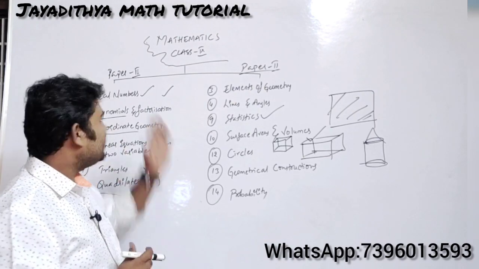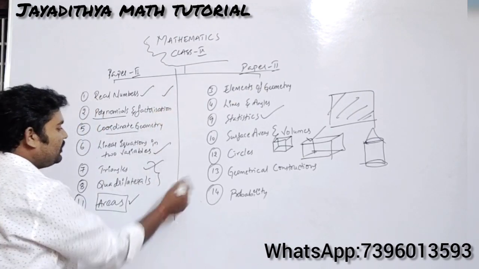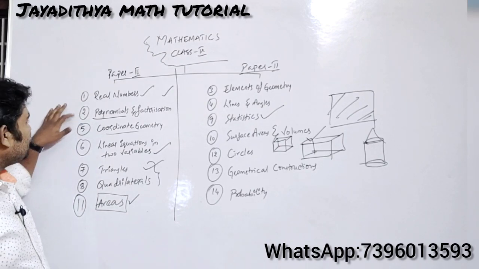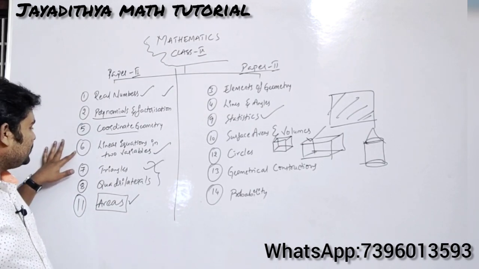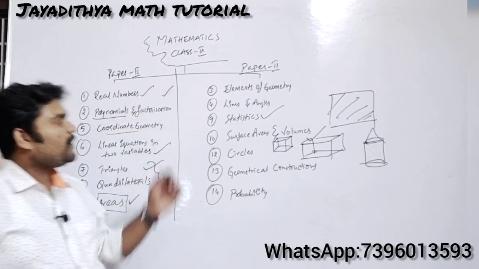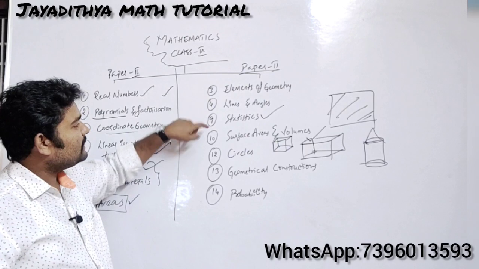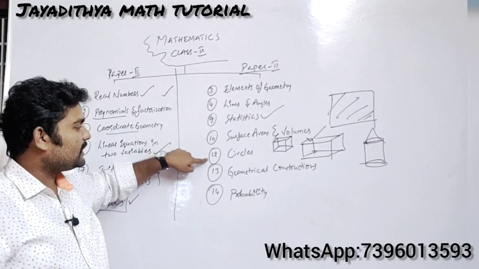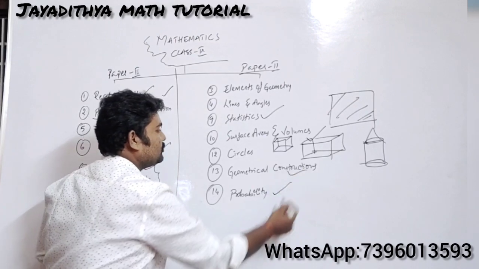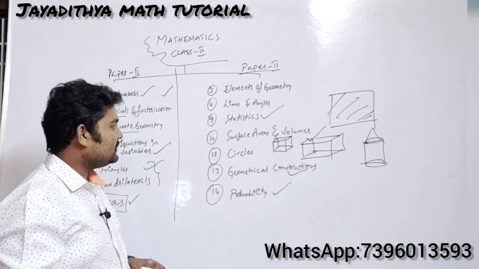You have 14 chapters. In this, what I have written on the left side comes under paper 1. What are those chapters? That is real numbers, polynomials and factorization, coordinate geometry, linear equations in 2 variables, triangles, quadrilaterals and areas. And in paper 2 you have elements of geometry, lines and angles, statistics, surface areas and volumes, circles, geometrical constructions and probability. So the probability and constructions also you will be having in your 10th standard.